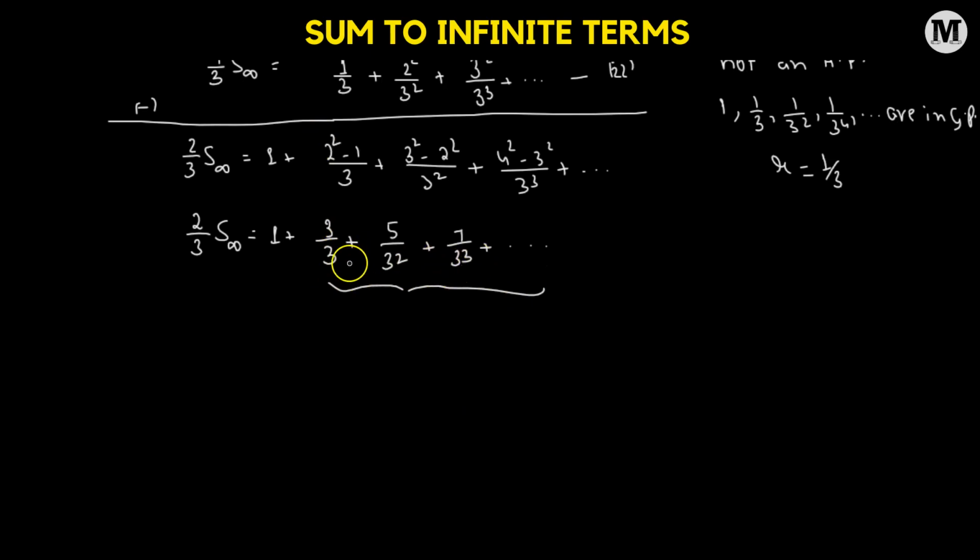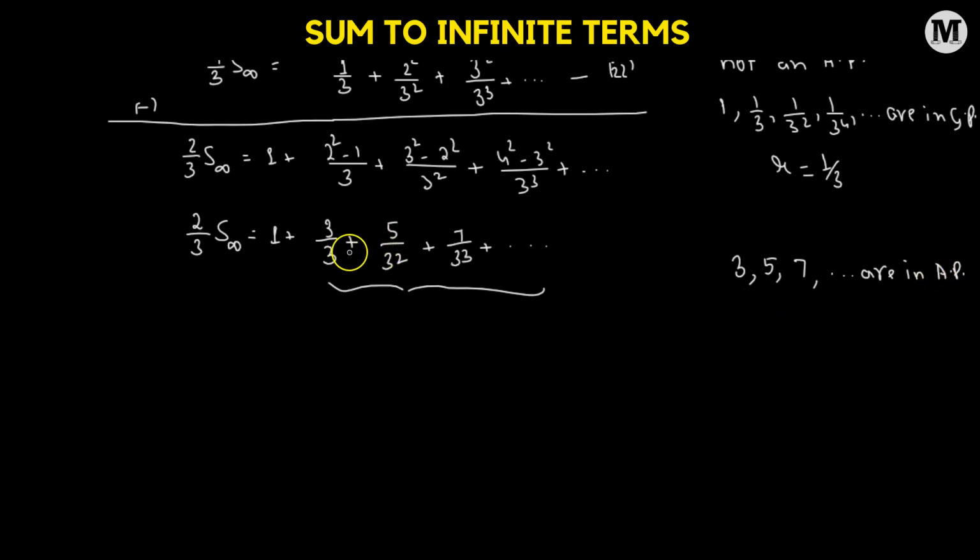The first term is 3 over 3, but we're only going to consider the numerator, which is 3. Then in the next term, we have 5 over 3 squared. Considering only the numerator, we have 5. Similarly, from the third term, considering only the numerator, we have 7. Now 3, 5, 7, as we can see, these terms are going to be in arithmetic progression.